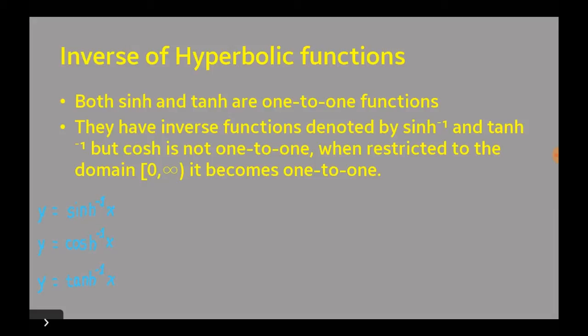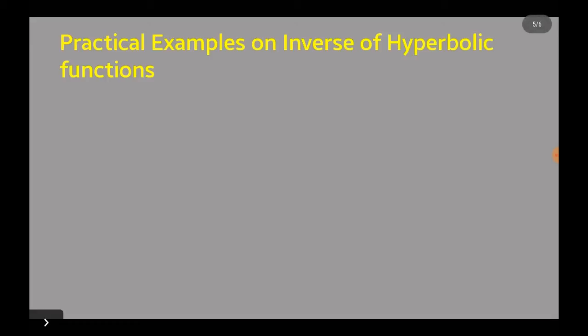Now we have to substitute the following with the sign by using the hyperbolic function. The inverse function converts to the hyperbolic function. It becomes sinh y, which is equal to x, cosh y, which is equal to x, tanh y, which is equal to x. Then we put in the hyperbolic functions by using the main functions. Let's go to the practical examples on inverse of hyperbolic functions.